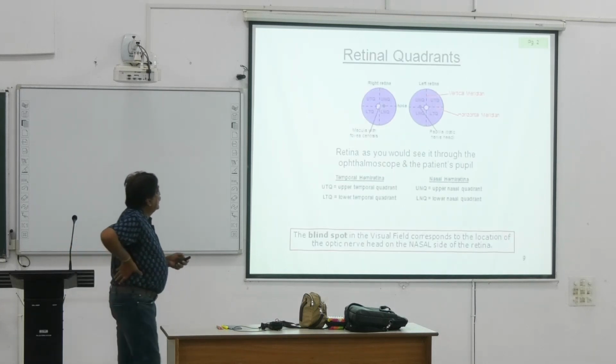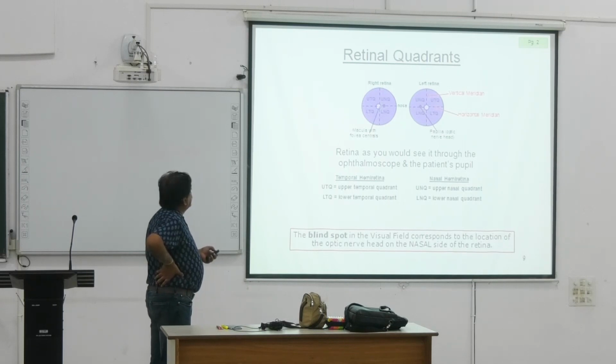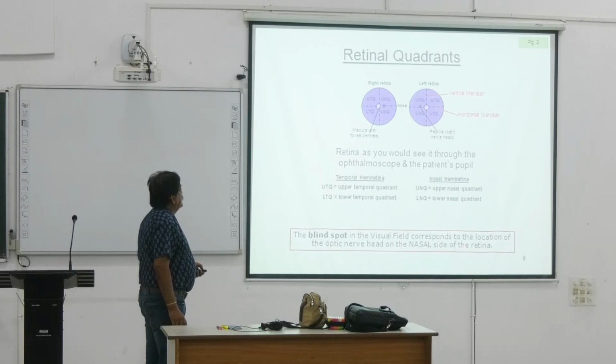Retinal quadrants. This is what I was speaking of. The retina, as you would see it through the ophthalmoscope and the patient's pupil. This is the upper temporal quadrant, lower temporal quadrant, upper nasal quadrant, lower nasal quadrant. The blind spot in the visual field corresponds to the location of the optic nerve head on the nasal side of the retina. So, when you see the macula fovea here in the center, the blind spot in the visual field corresponds to the location of the optic nerve head on the nasal side of the retina.